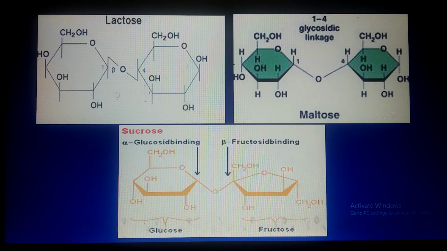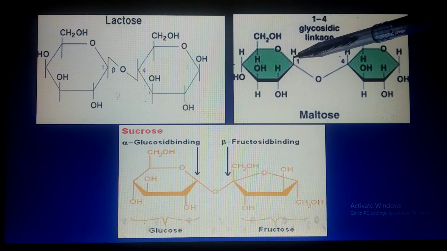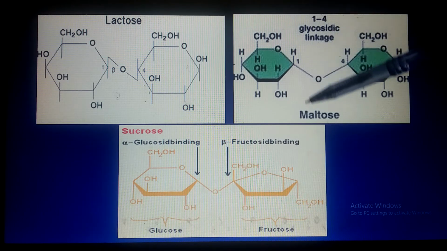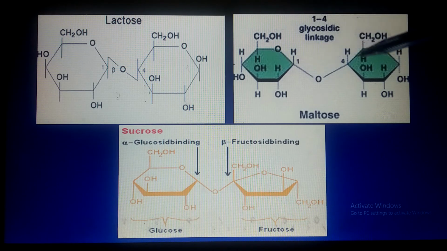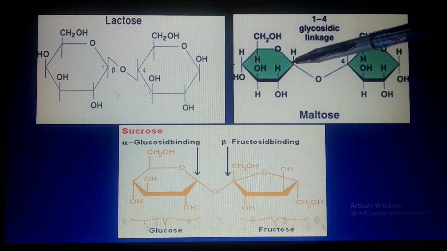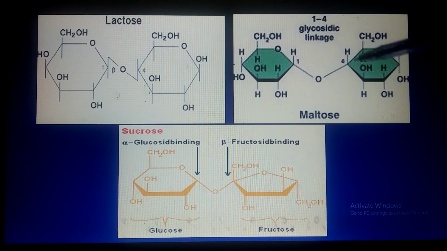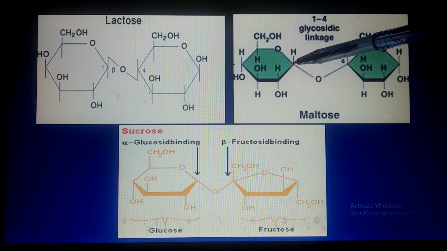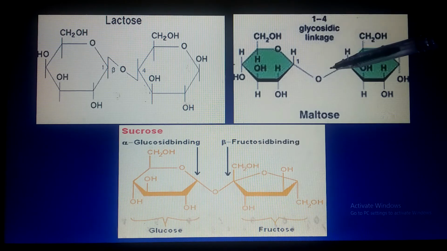glycosidic linkage. 1,4 linkage means, here you can see, this is the carbon number 1 of the maltose, and maltose is made up of two sugar molecules, two glucose. So this is the carbon number 1 of one glucose, and this carbon number 1 bonds with the carbon number 4 of the other monosaccharide, other glucose. Monosaccharides mean I'm talking about the glucose. So the bond is produced by condensation, and this bond is 1,4 glycosidic bond.